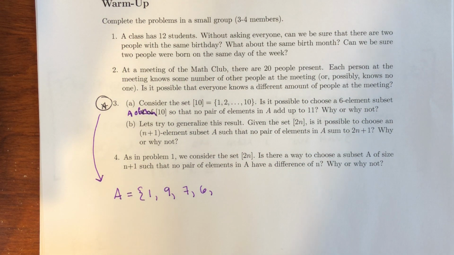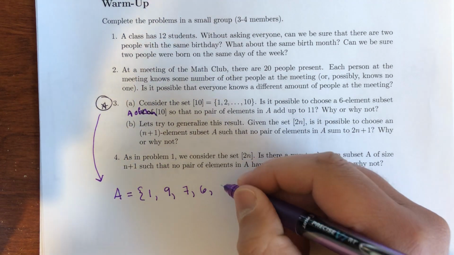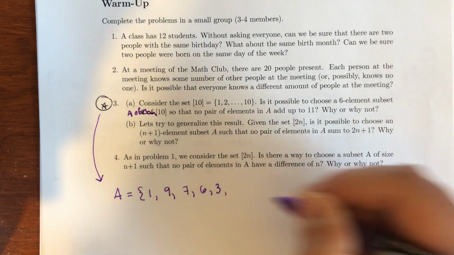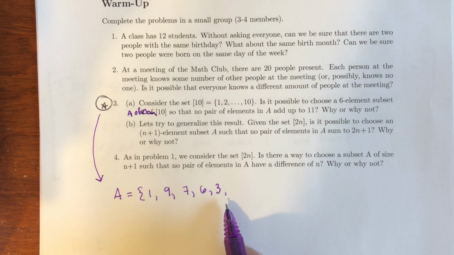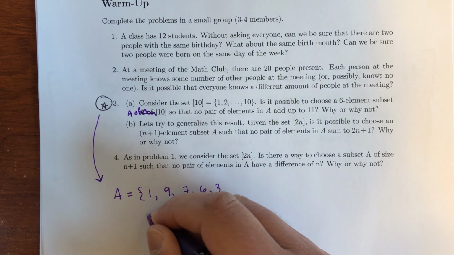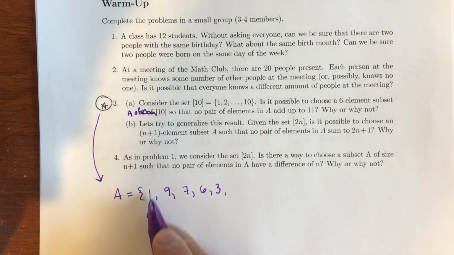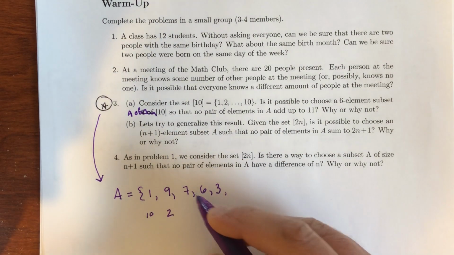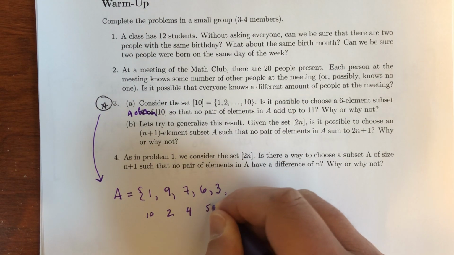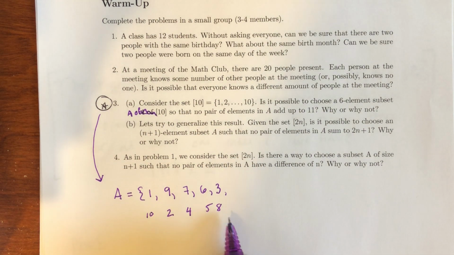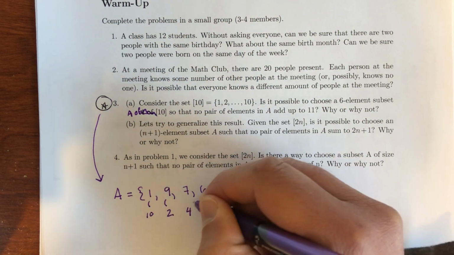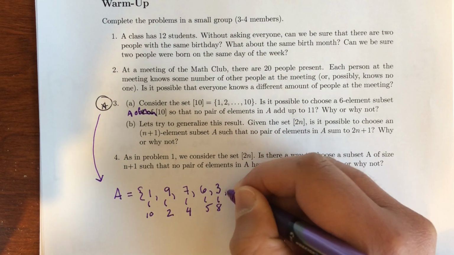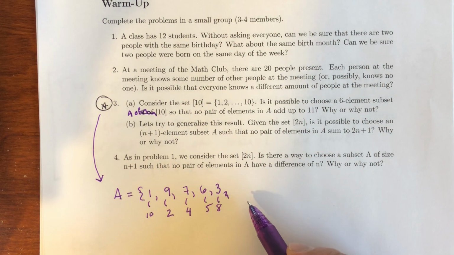What else could I put in? I've ruled out a lot here. I've ruled out 10, 2, 4, 5. I could put 3 in. Oh, but then I can't put in 8. I think I'm out of numbers, right? So if I tried to put in anything else, I couldn't put in 10, because then it would make 11 with the 1, and I couldn't put in 2, and I couldn't put in 4, I couldn't put in 5, I couldn't put in 8. Any one of these is going to add up to 11 with something that's already in there. And so it seems like there's no way to add a 6th element here.